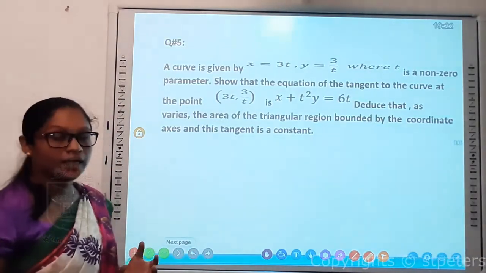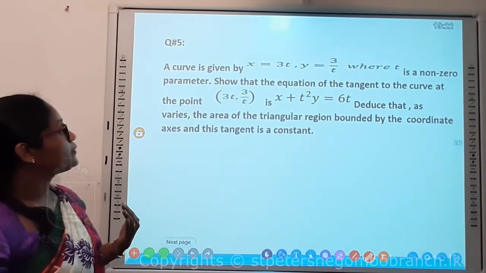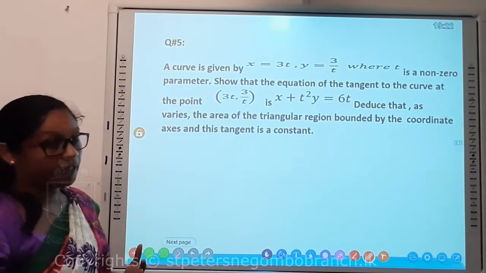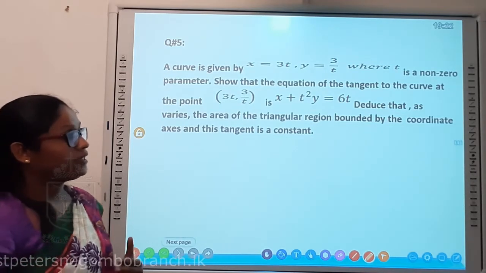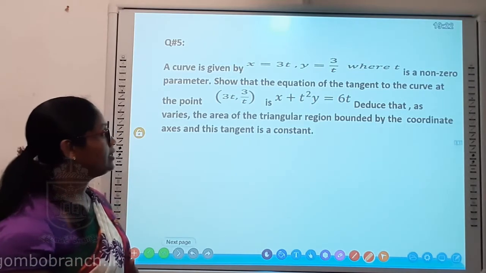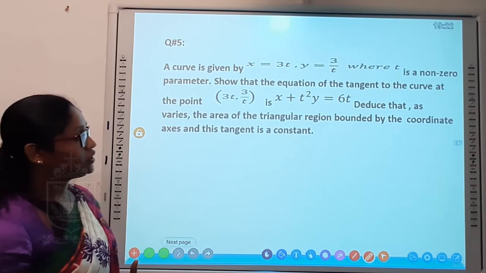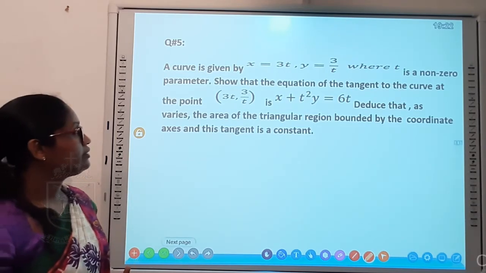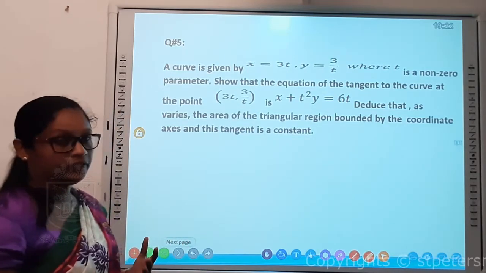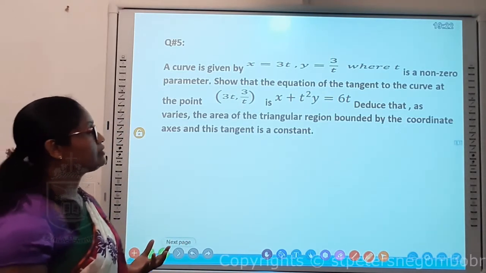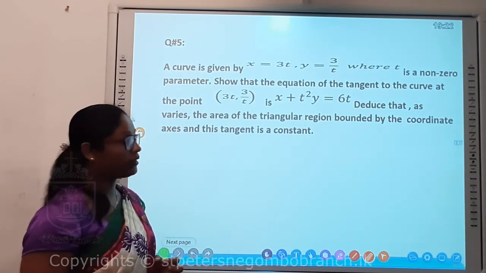This is the last question I hope to discuss in this session. The curve is given in parametric form, x equals 3t and y equals 3 over t. The same procedure you have to apply. Show that the equation of the tangent to the curve at the point (3t, 3/t). There is a little difference in this question. The point is not given as numbers. The point is also given in the form of the parameter.